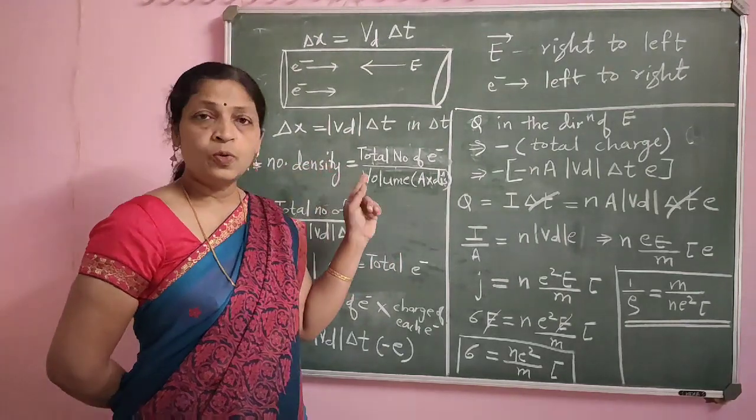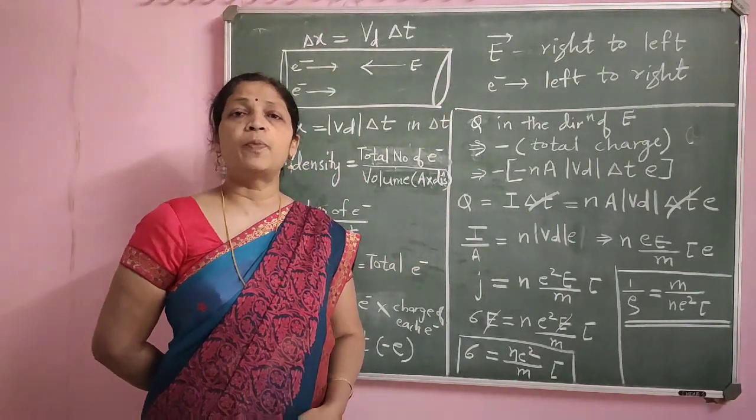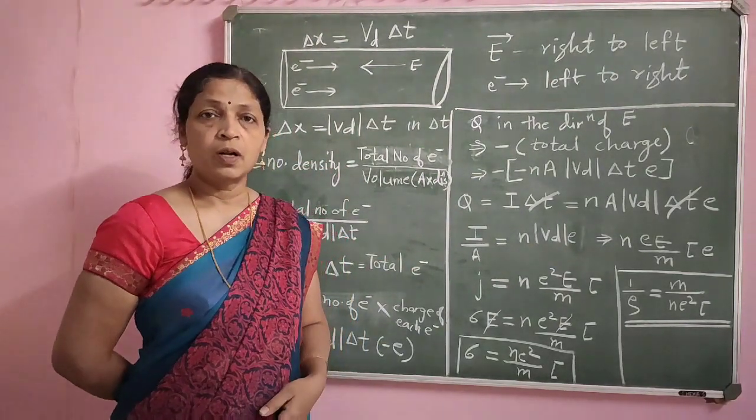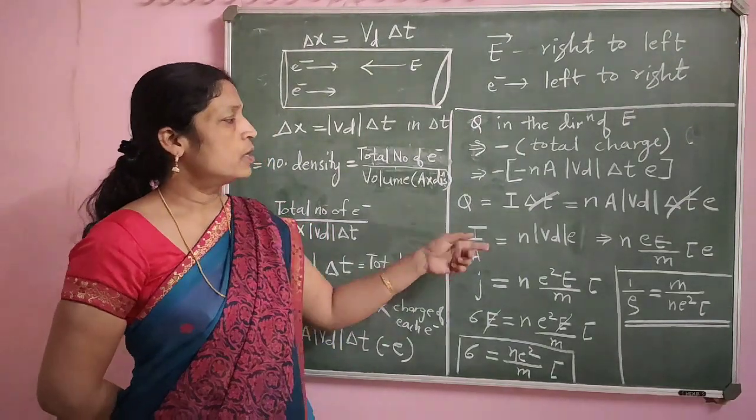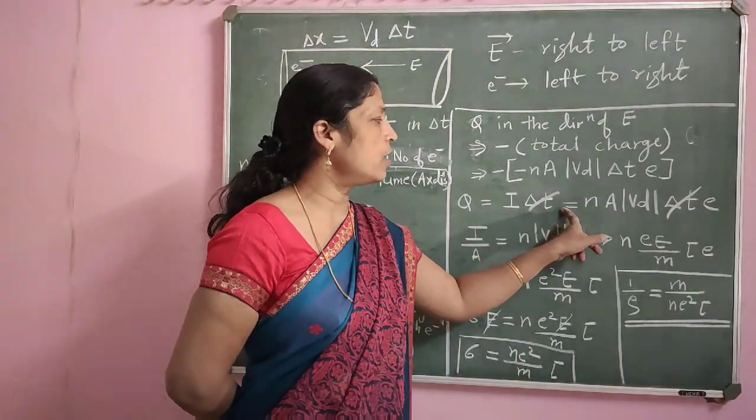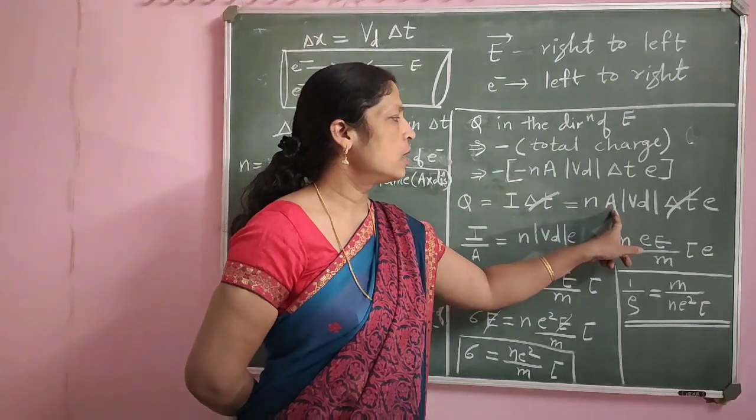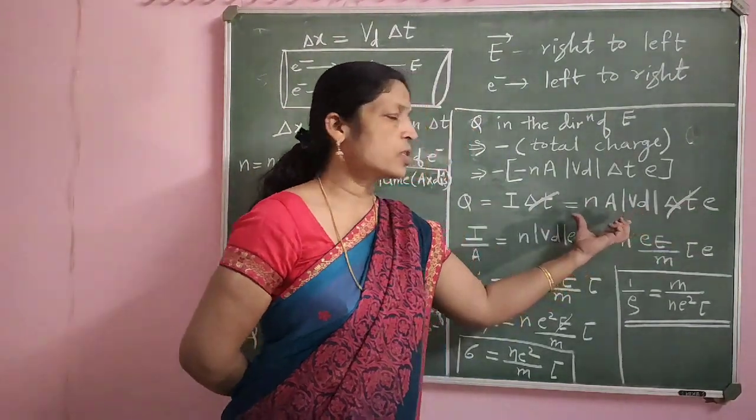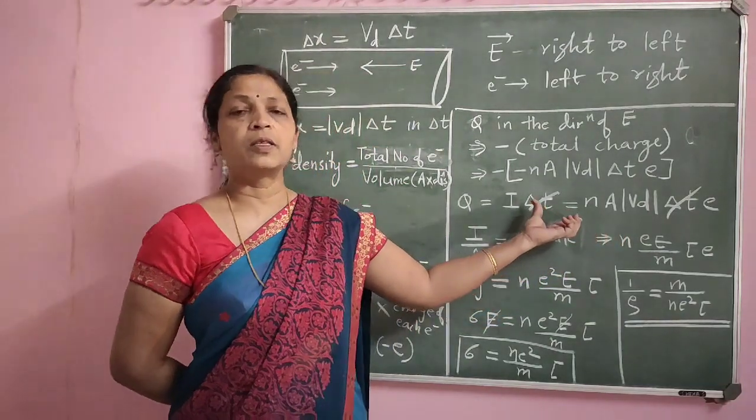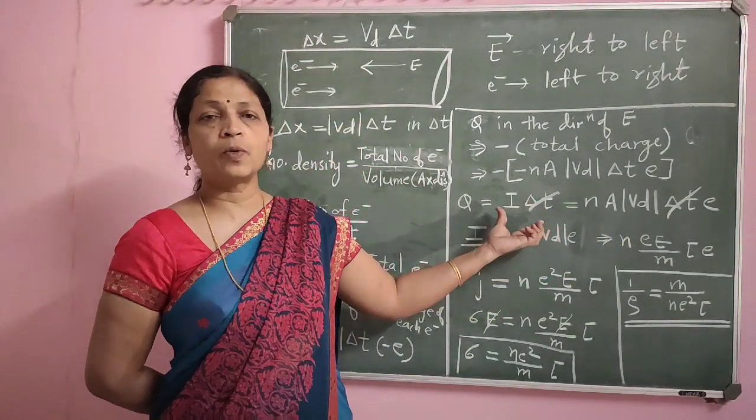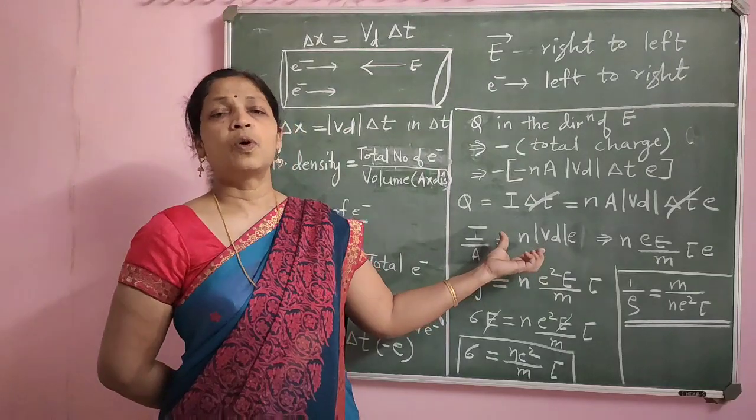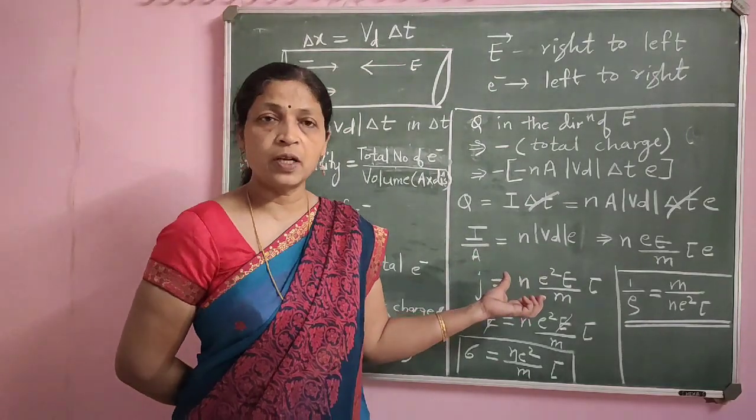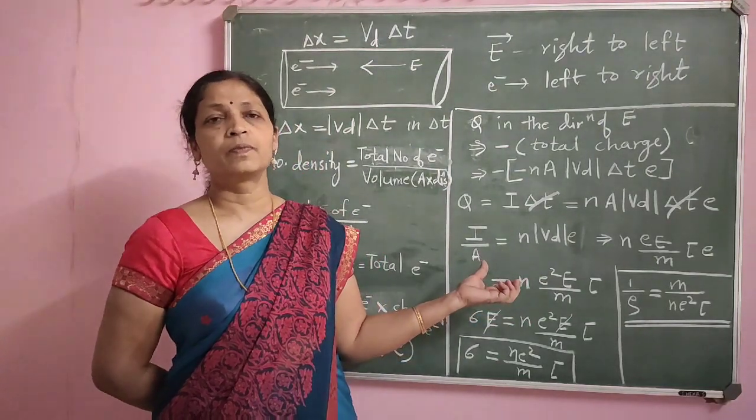And now you try the next example 3.1 on your own. In that example 3.1, we are using the relation I delta t equals n A Vd delta t e. Just try at least example 3.1, and develop the habit to solve the numericals, not to hesitate in solving the numericals.